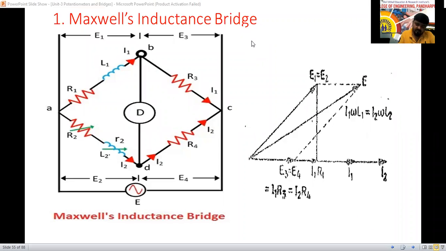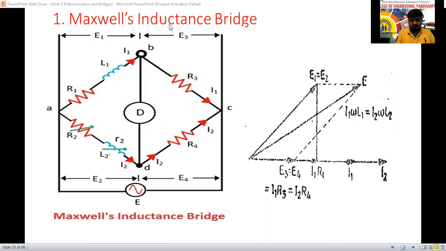Serial number 20. Okay. So in the previous class, we discussed the Maxwell inductance bridge. Maxwell bridges we are going to discuss today. Can anyone tell how many types of Maxwell bridges there are? Two types. Can anyone tell the names of those two types? One is already displayed here: the Maxwell inductance bridge.